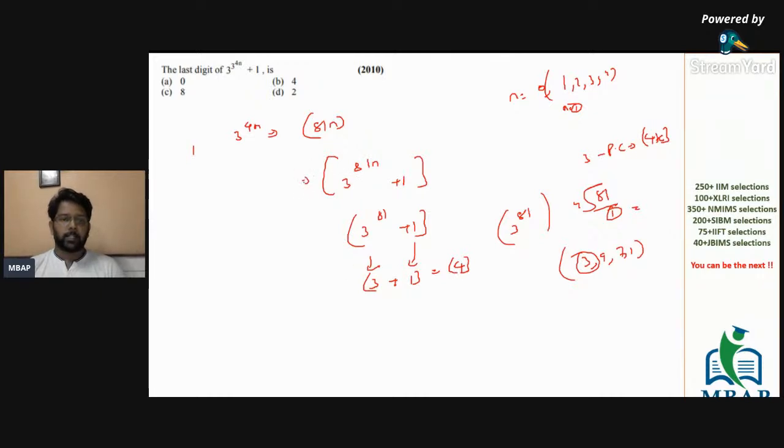I hope till stage 2 it was clear. 3 raised to 81n plus 1. The only thing that you actually solved was 3 raised to 81. Find the last digit of the given number. How do you find the last digit of any given number? 3 raised to 81 by using the power cycle. And the cycle values that we have got for 3 are: 3 raised to 1 is 3, 3 square is 9, 3 cube is 7, 3 raised to 4 is 1.